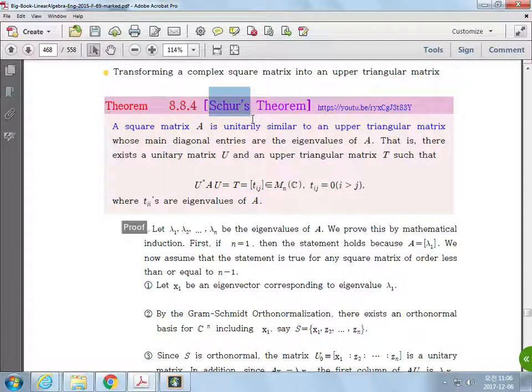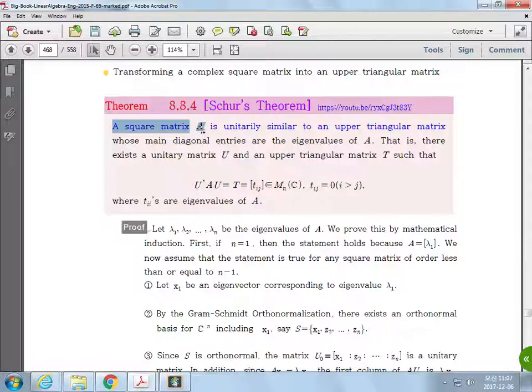the mathematician Schur proved this theorem, which says a square matrix A is unitarily similar to an upper triangular matrix. It may not be a diagonal matrix, but it is unitarily similar to an upper triangular matrix whose main diagonal entries are the eigenvalues of A. So like this, there exists a unitary matrix U such that U star AU is equal to an upper triangular matrix T, whose main diagonal entries are eigenvalues of A. This is good enough. We have an upper triangular matrix T for an arbitrary matrix, not only a Hermitian matrix.